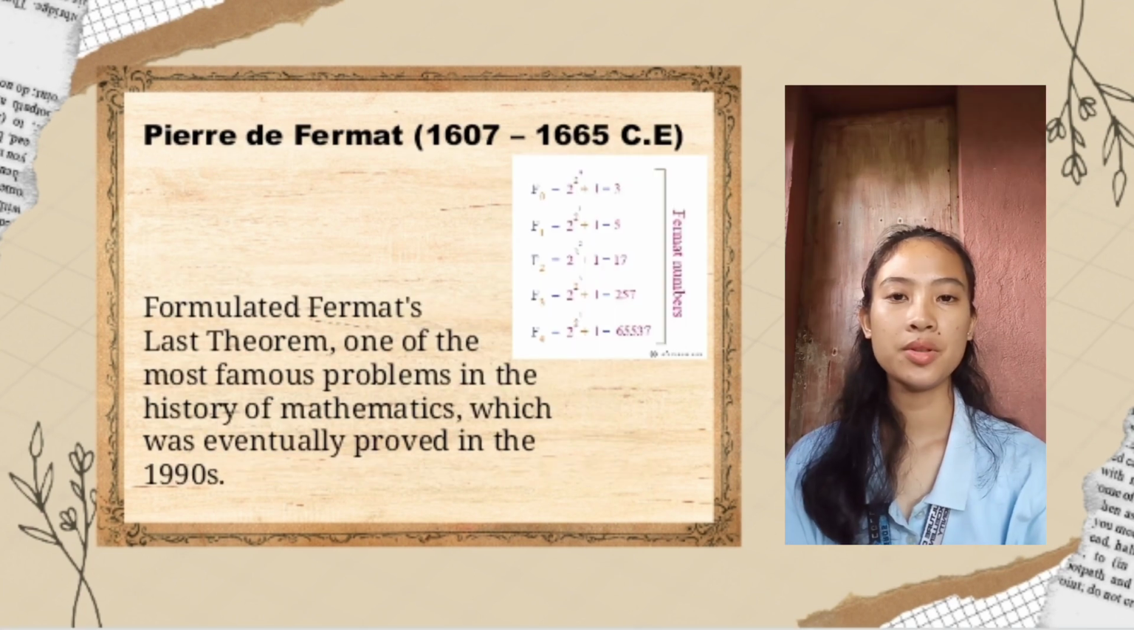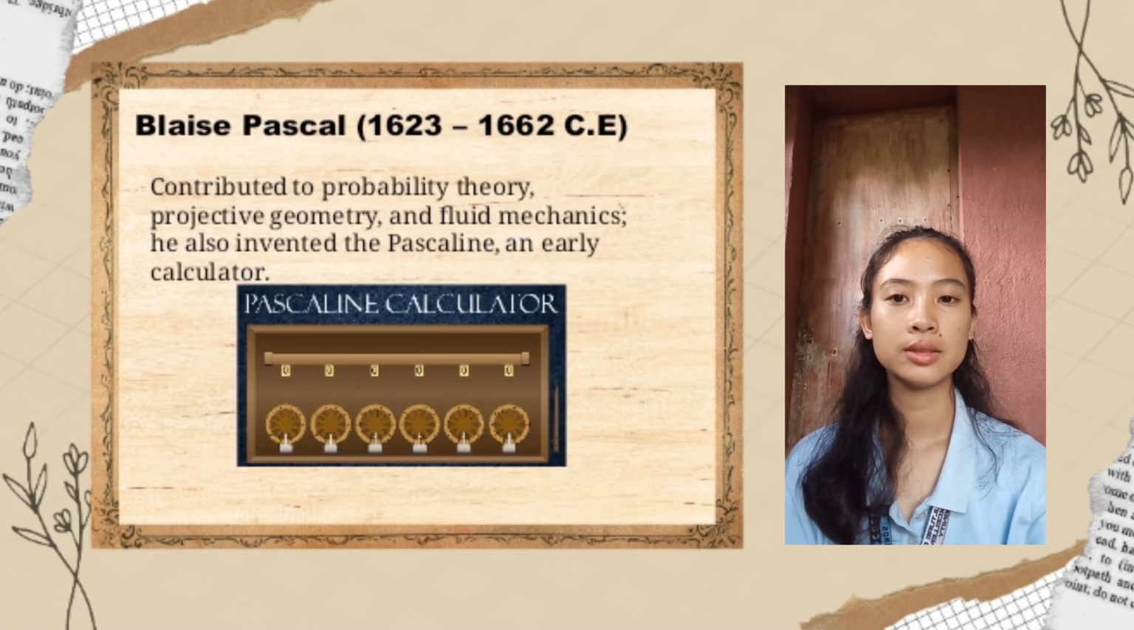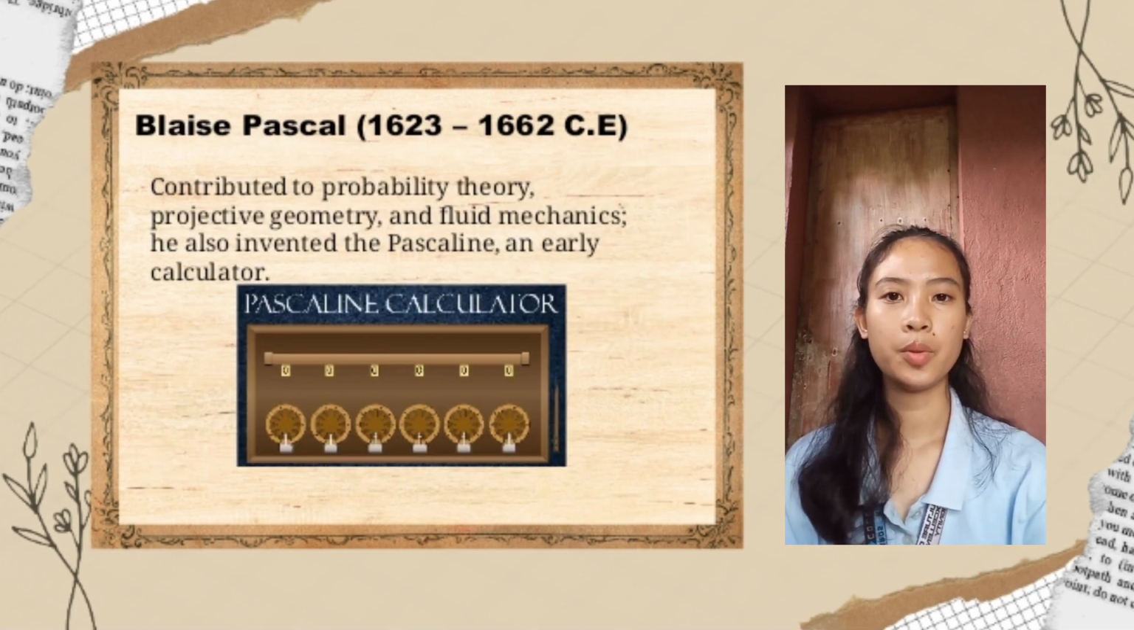In 1607 Common Era, Fermat formulated the last theorem, one of the most famous problems in the history of mathematics, which was eventually proved in the 1990s. Blaise Pascal contributed to probability theory, projective geometry, and fluid mechanics. He also invented the Pascaline, an early calculator.